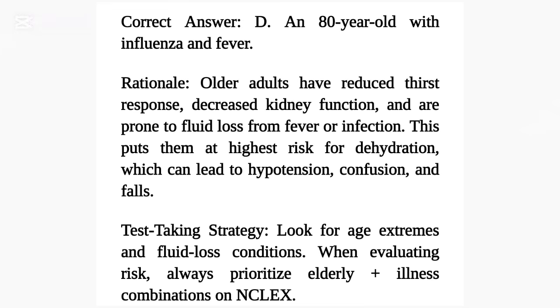Rationale: older adults have reduced thirst response, decreased kidney function, and are prone to fluid loss from fever or infection. This puts them at highest risk for dehydration, which can lead to hypotension, confusion, and falls. Test-taking strategy: look for age extremes and fluid loss conditions. When evaluating risk, always prioritize elderly plus illness combinations on NCLEX.